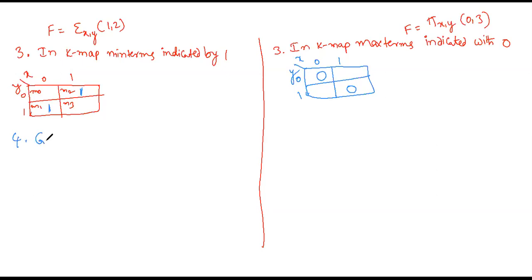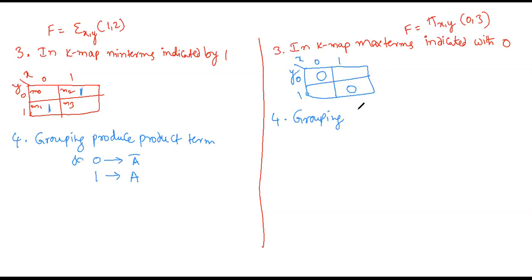Now, here grouping produces a product term, and 0 is indicated with a bar, 1 is indicated with the variable. Here the grouping rules are the same for the maxterms also. Grouping produces a sum term, and 0 is indicated with the variable, 1 is indicated with the complement.